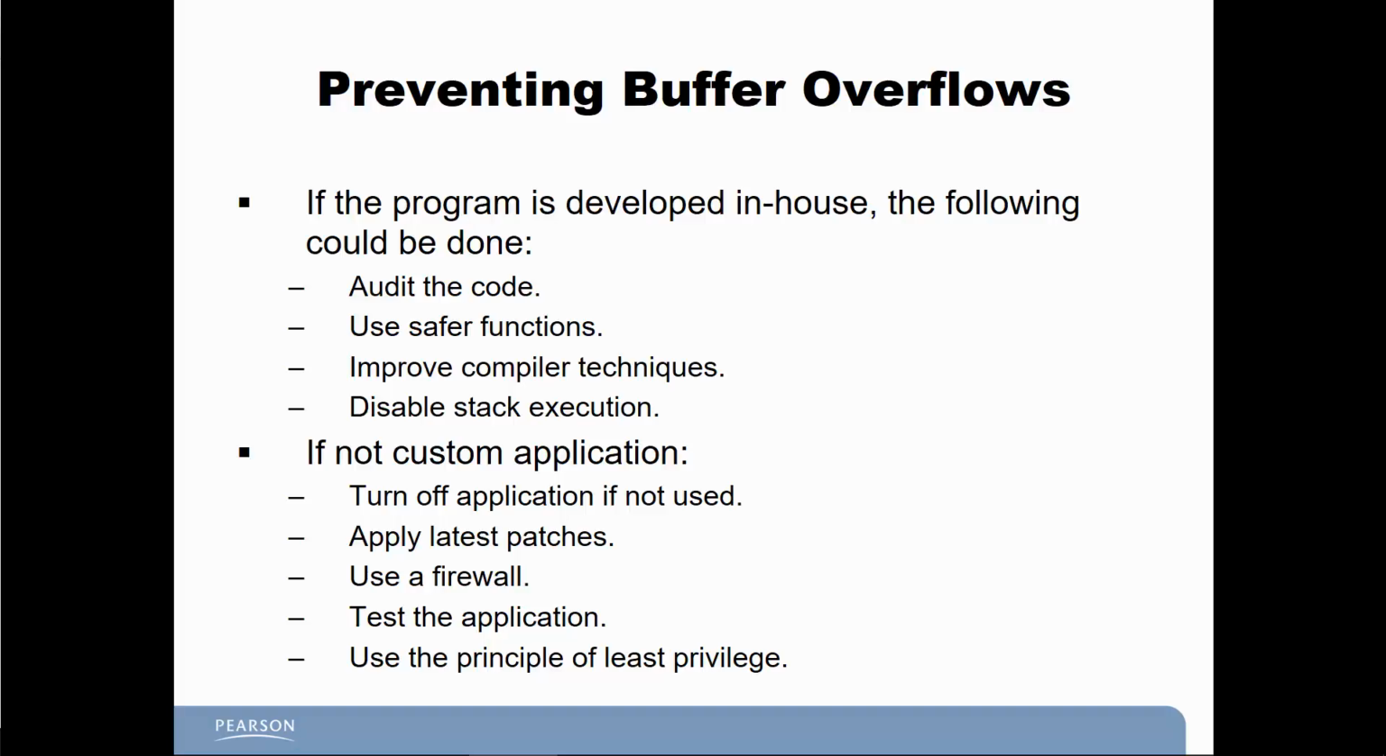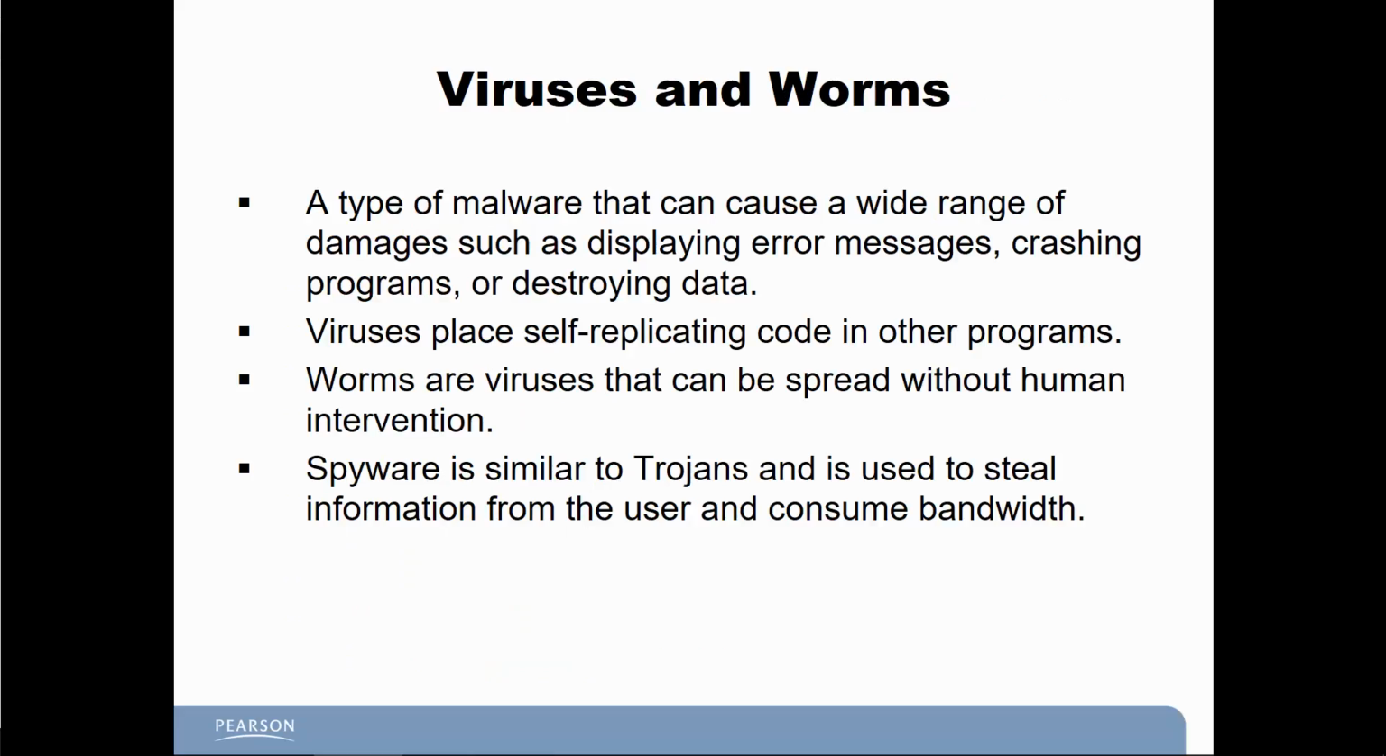So moving on past that, we have things like viruses and worms. So what are they? Normally they're a type of malware that can cause a wide range of damage. They can do simple code tasks like eject the optical drive or keylog or do other things. So viruses normally place self-replicating code in other programs. That way, as the programs get executed, the virus is spreading.